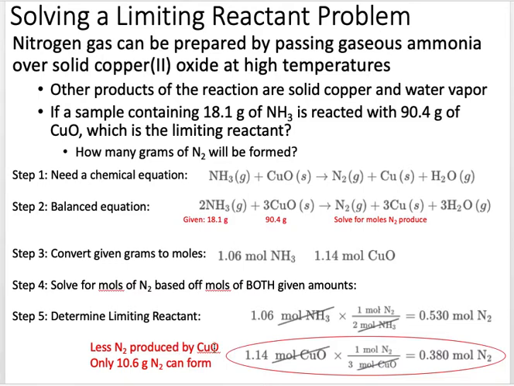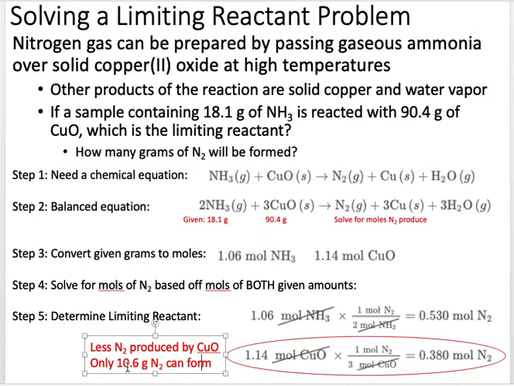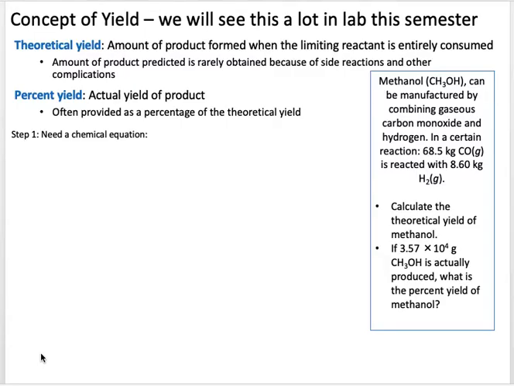Now, the last step was they wanted it in grams, so you would take this number of moles of nitrogen and convert it to grams. We end up with 10.6 grams of nitrogen is all we can form. All right.